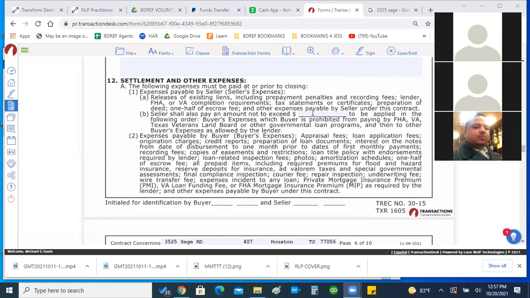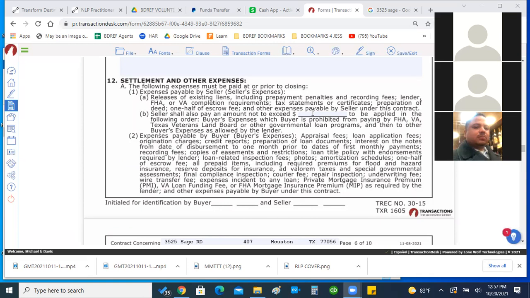So that number, keep in mind, again, depending on how competitive the market is, it's not an absolute, right? You don't want your buyer coming into this feeling like it's an absolute that the seller is going to contribute to their closing costs. That's not an absolute. It's a negotiable piece in the contract.